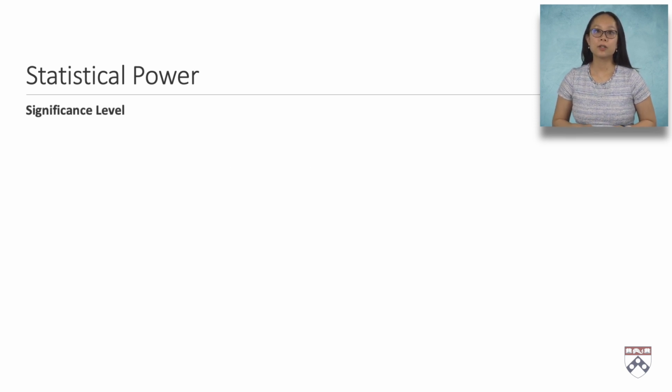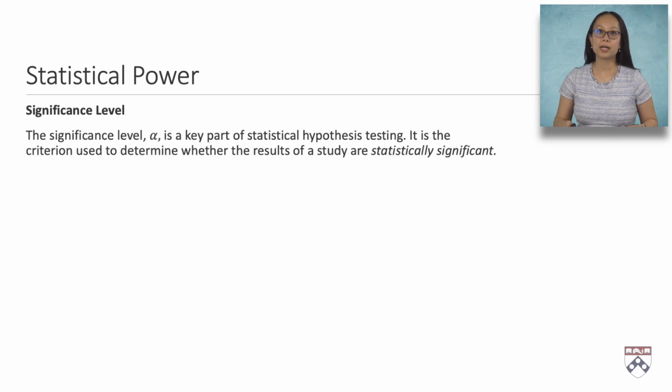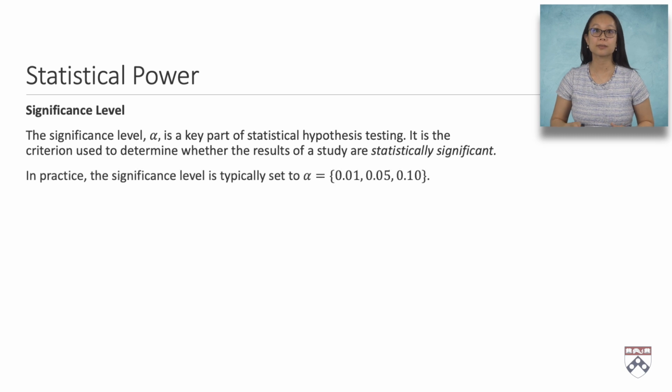And then finally, statistical power depends on the significance level, which among the three factors is actually the one that the researcher has the least control over. The significance level, or alpha, is a key part of statistical hypothesis testing. It is the criterion used to determine whether the results of a study are statistically significant, meaning that when we are examining the results of a study, we want to be able to assess whether the results that we're seeing are actually there versus being there just by chance.